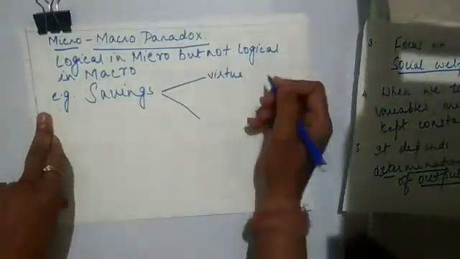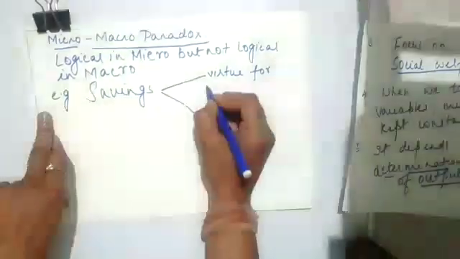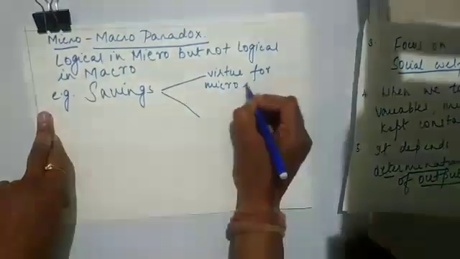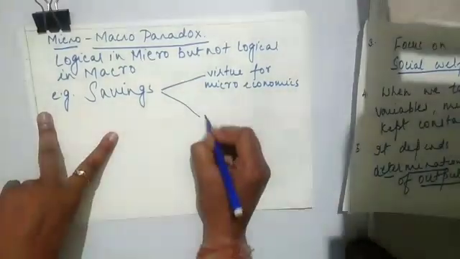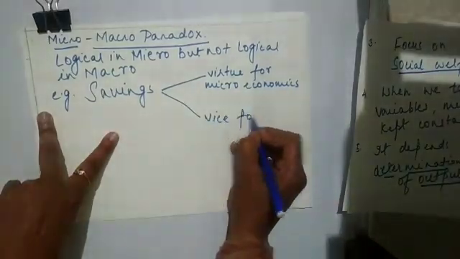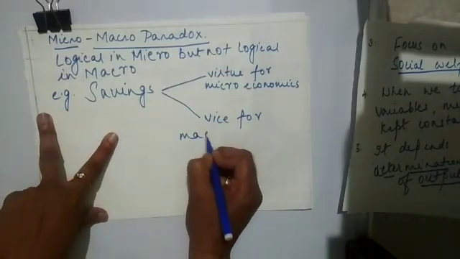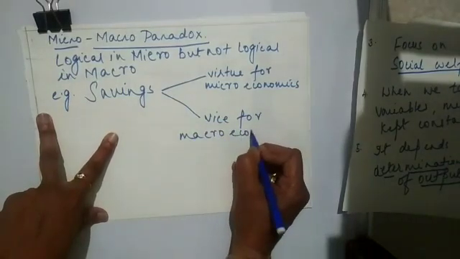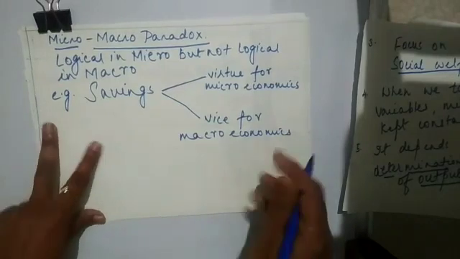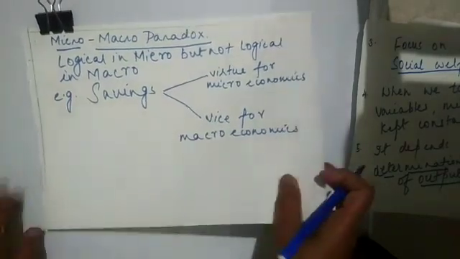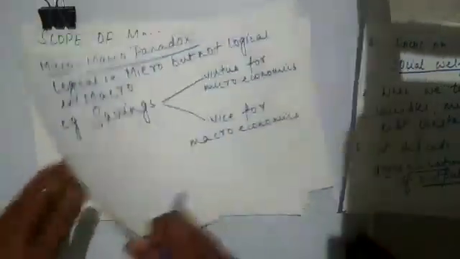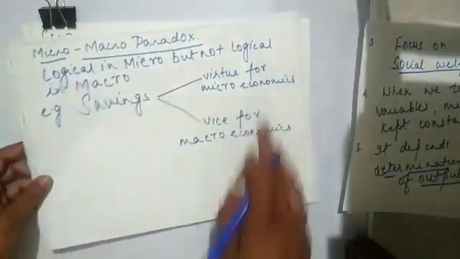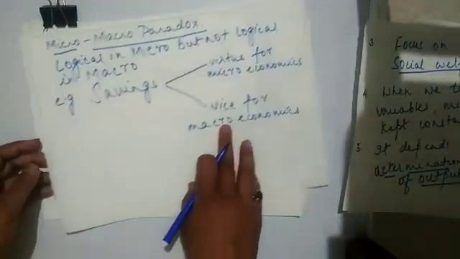Virtue means good for microeconomics. But it is considered wise for macroeconomics. Why is it said so? That saving is considered as virtue for microeconomics and wise for macroeconomics. Just let me explain you all why it is considered virtue for microeconomics and wise for macroeconomics.